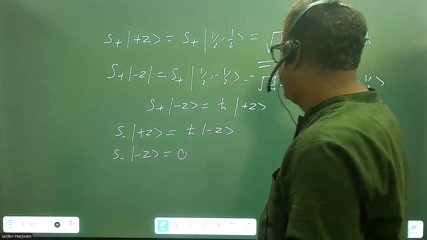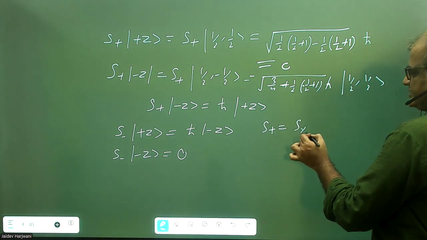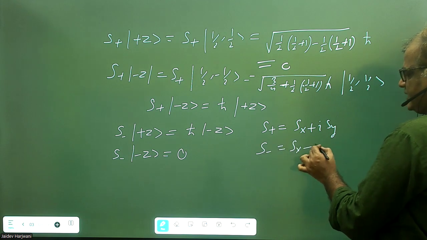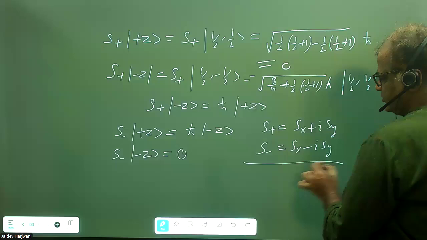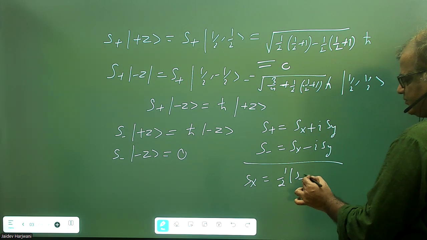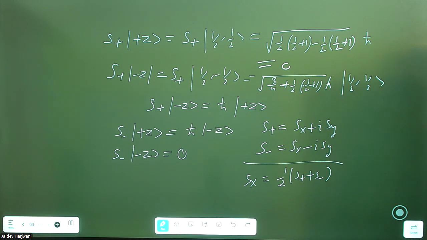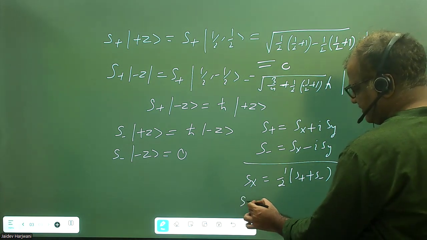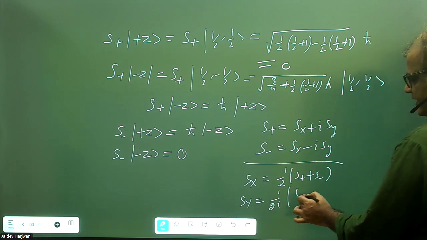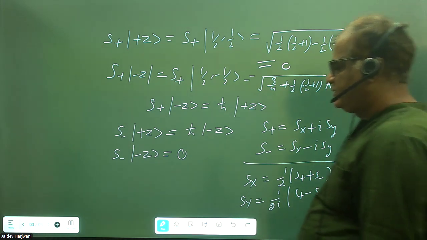So I can easily write Sx now, because S plus is what? S plus is Sx plus i Sy, and S minus is Sx minus i Sy. So Sx will become, you have to add these, 1 by 2 (S plus plus S minus). And similarly, if I want to find Sy, I have to subtract these, so this becomes 1 by 2i (S plus minus S minus).